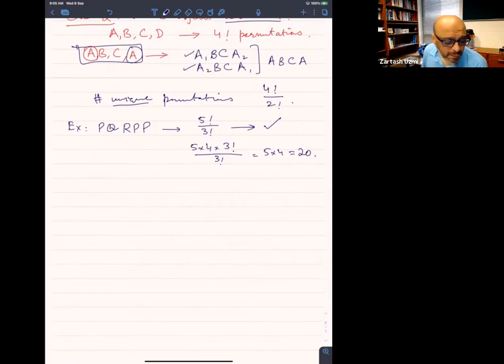Okay, so these are permutations. There are many different examples of permutations in the notes. I will upload the notes. Please go over those before the next class.